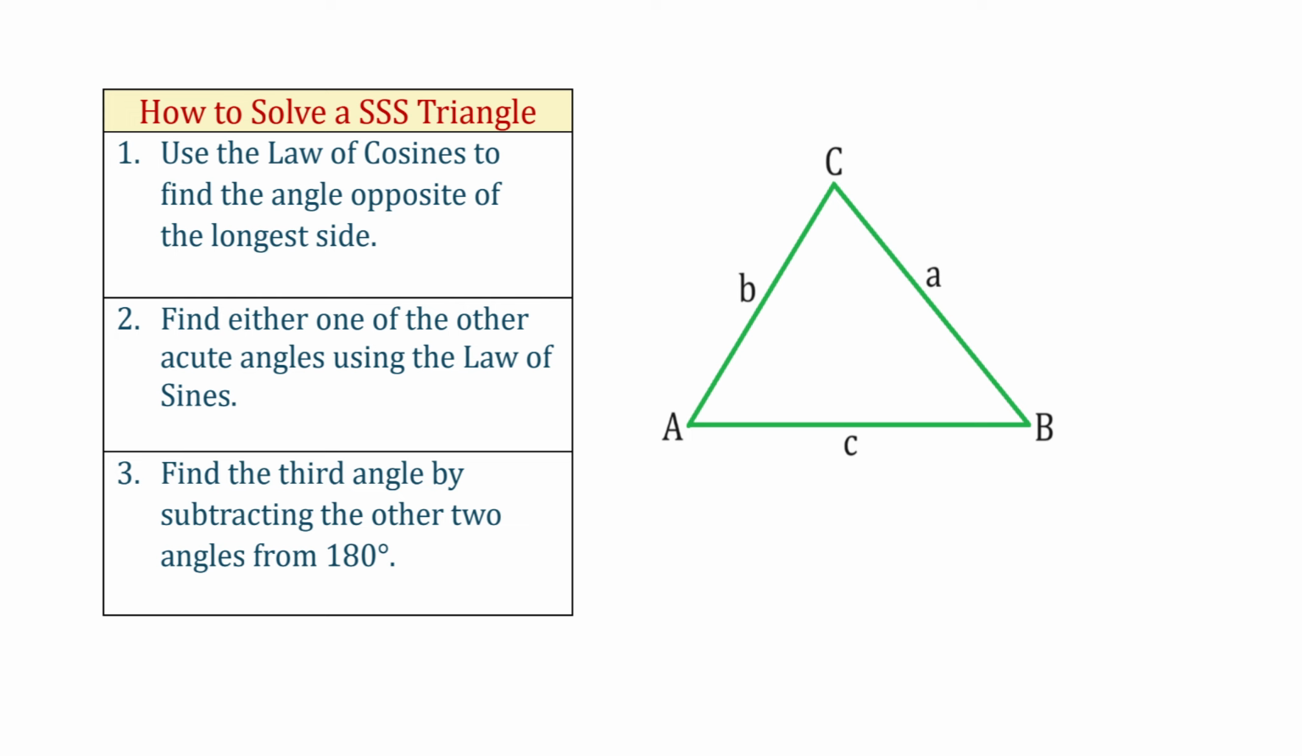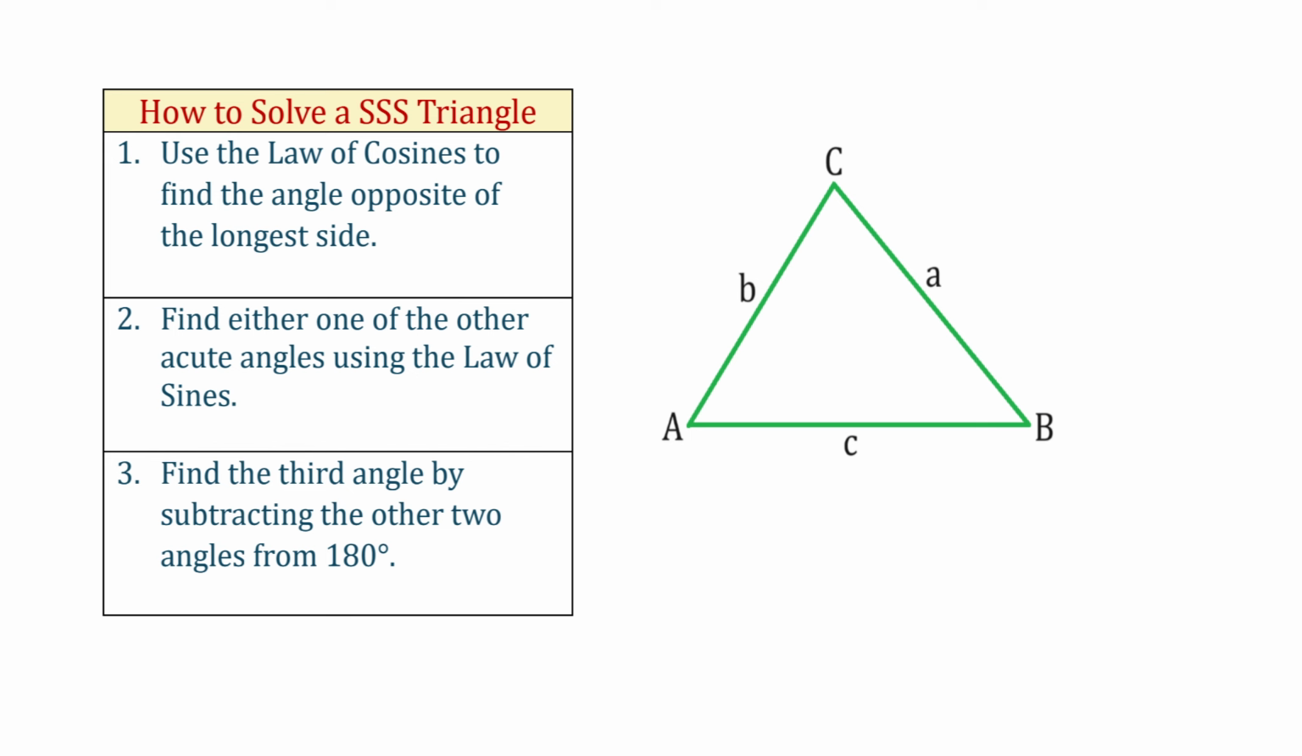In the following example, I will explain why it is necessary to identify the longest side first when using the law of cosines. Now, in step 2, find either one of the acute angles using the law of sines. So if in step 1, let's say we found angle C, now in step 2, we will use the law of sines to find either angle A or angle B. Another alternative for step 2 is to use the law of cosines, and we will discuss more about this in the following example.